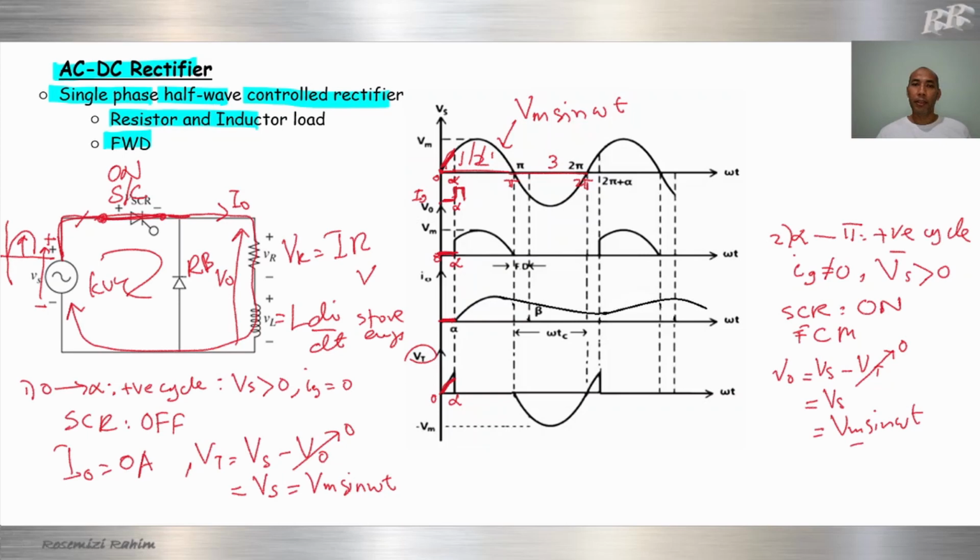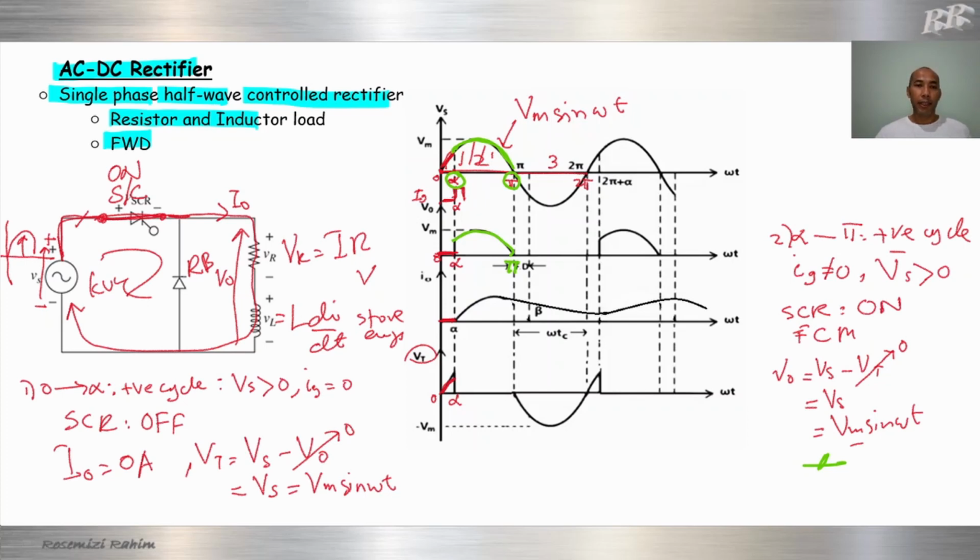This one is the waveform of this part. Let me change the color. So from alpha to pi, this waveform is the input waveform. The output will be the same as the input. Output same as the input, will be like this, from alpha to pi. All the input goes to the output.